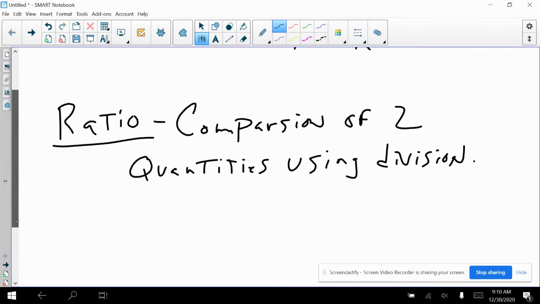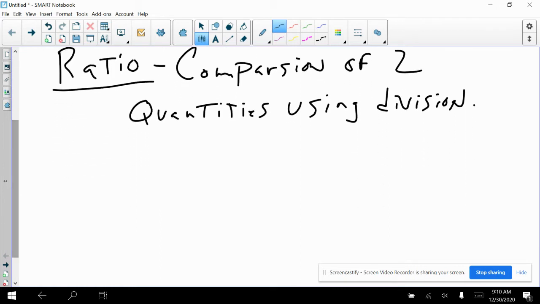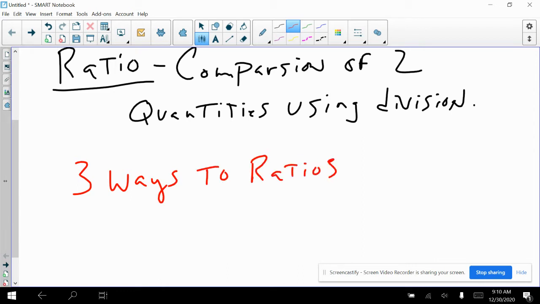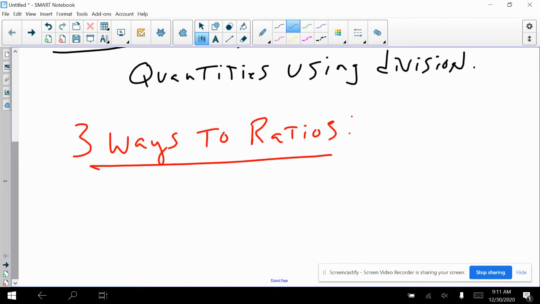Okay, so there's three ways that we can write ratios. And you are going to need to know all three of these, okay? Because they can present them to you in any of these ways. So you're going to have to know what they look like and understand what they mean.